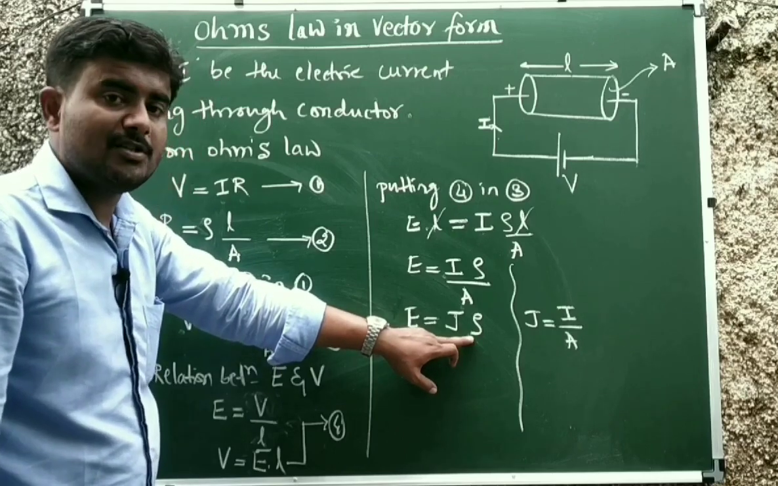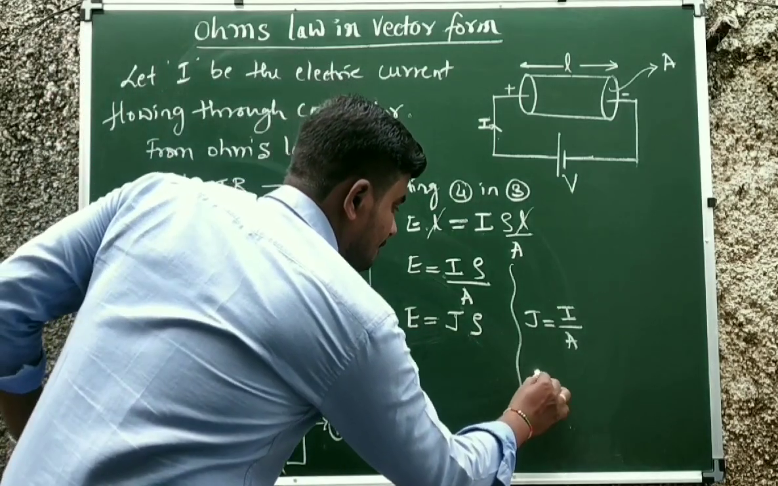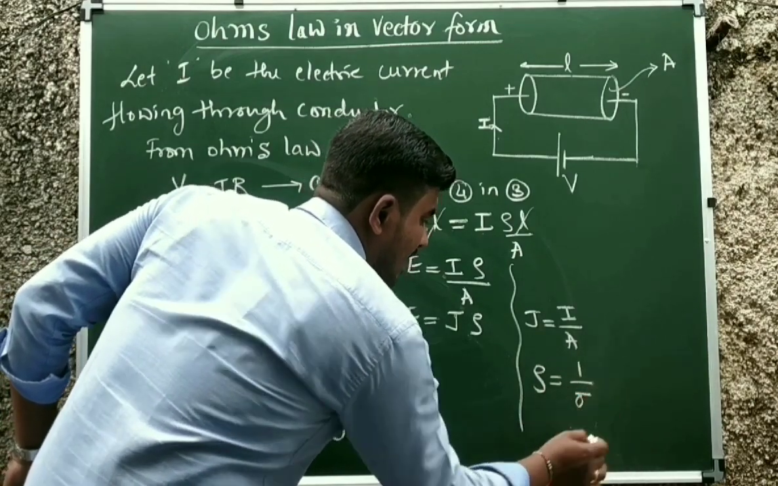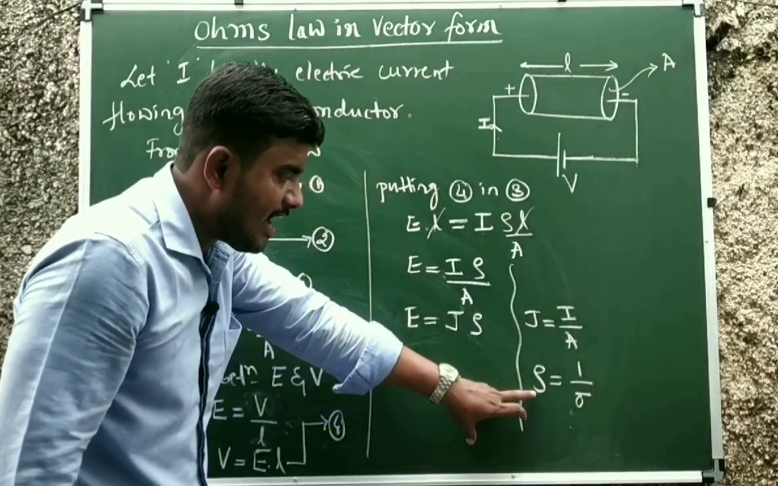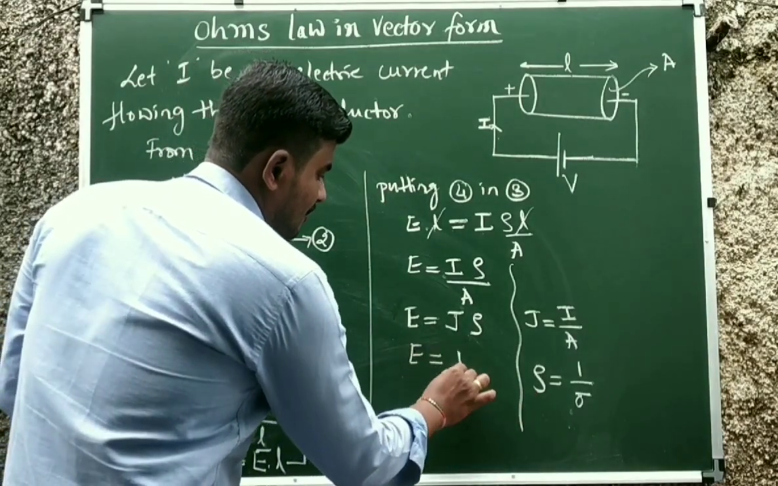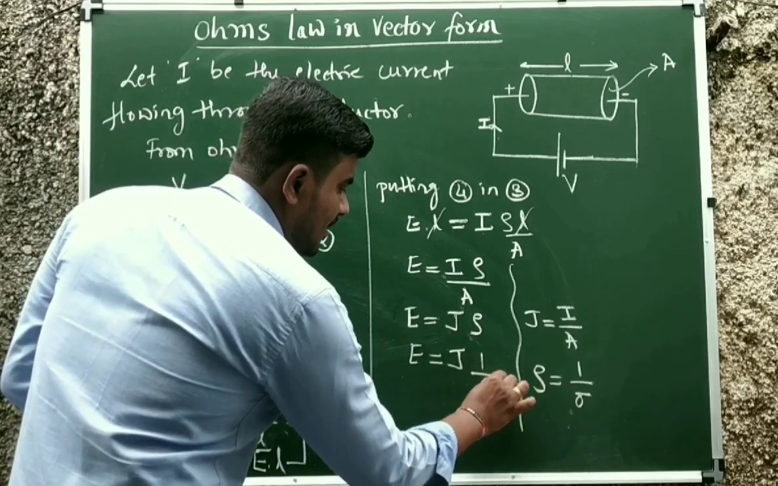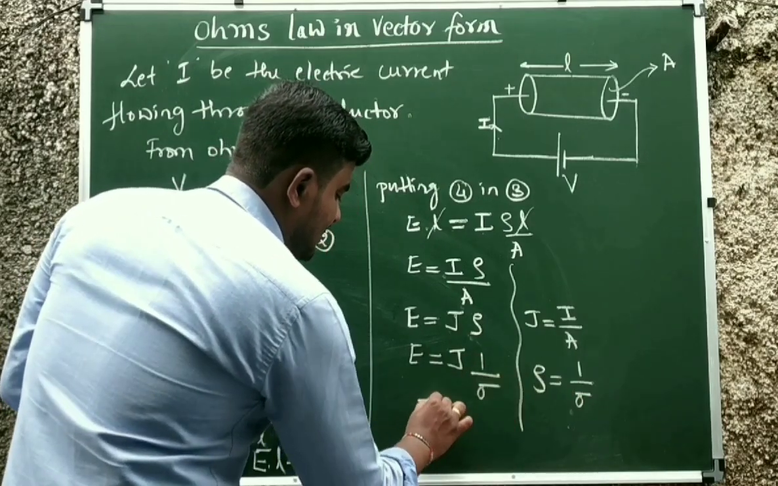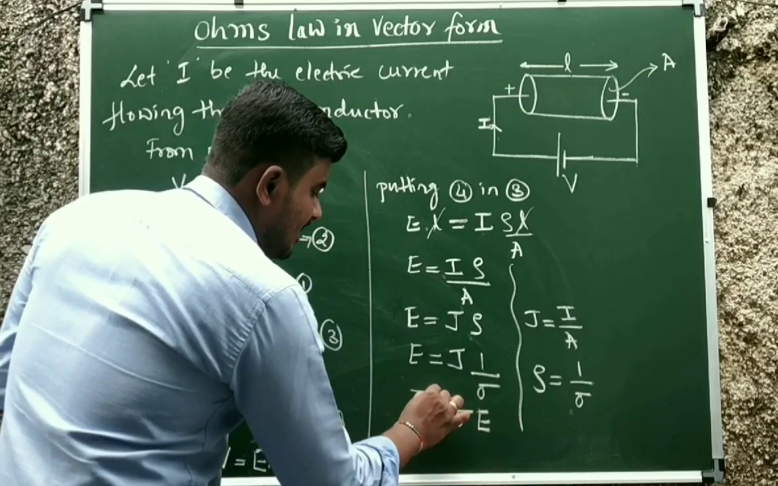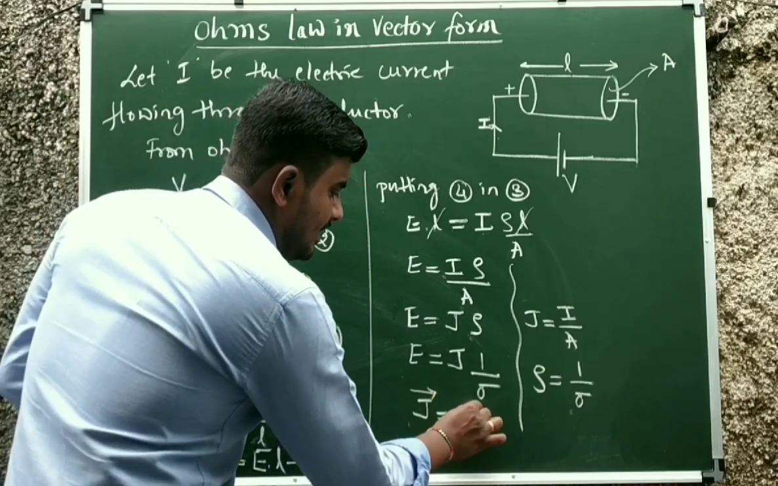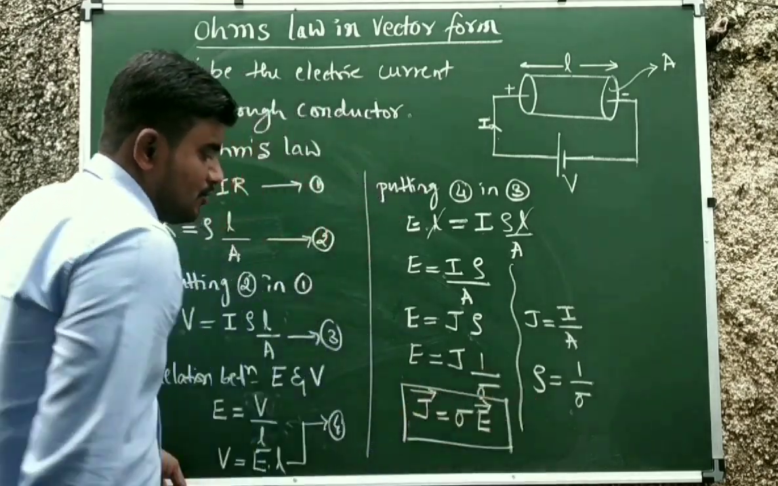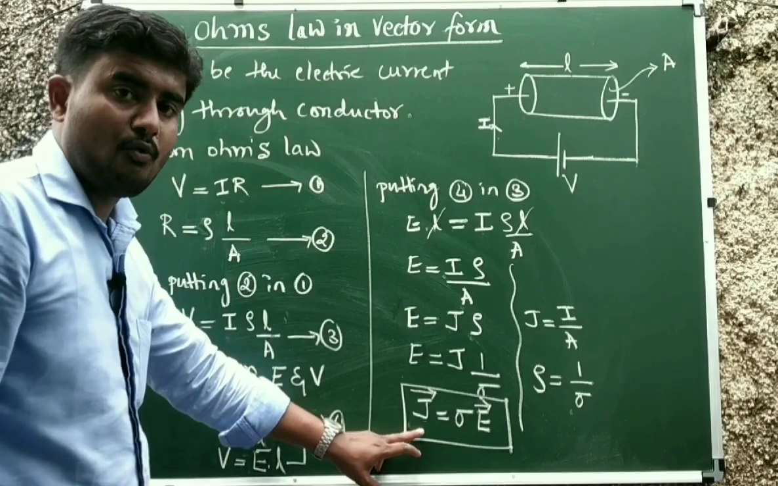And the reciprocal of resistivity is called conductivity. Resistivity is equal to 1 divided by sigma, where sigma is conductivity and rho is resistivity. So in place of rho, I can write 1 divided by sigma, or J is equal to sigma E, where J is current density, which is a vector quantity, and E is electric field, which is a vector quantity. So this is the vector form of Ohm's law.